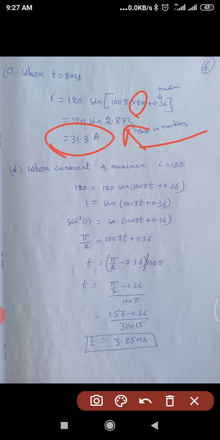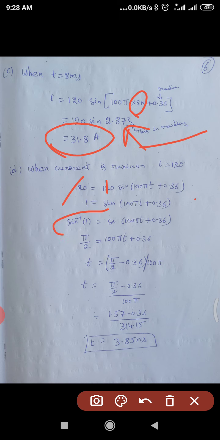What is the time when current is maximum? I is equal to 120 amperes. So if I is equal to 120 amperes, at what time do we get the current I is equal to 120 amperes? So if you substitute I is equal to 120, this 120 gets cancelled, then 1 is equal to sin(100 pi t plus 0.36).